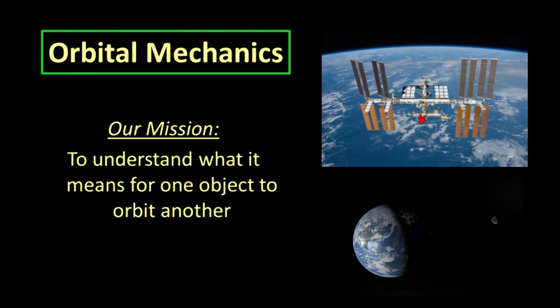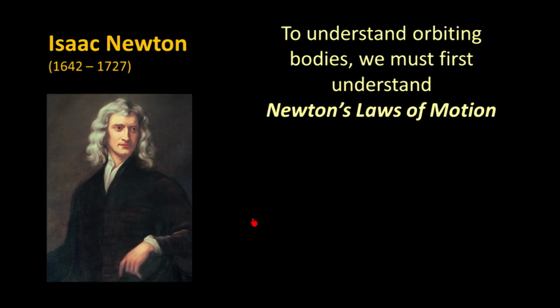Now the problem is that there is no way to give a very quick answer to what it means for an object to orbit another body. It requires really a buildup of certain concepts or very, very basic laws of physics that are all tied together to describe this entire concept. So it'll take us a few videos to build up these concepts to be able to, at the end, tie it all together. Now, of course, orbital mechanics is related to the work done by Isaac Newton.